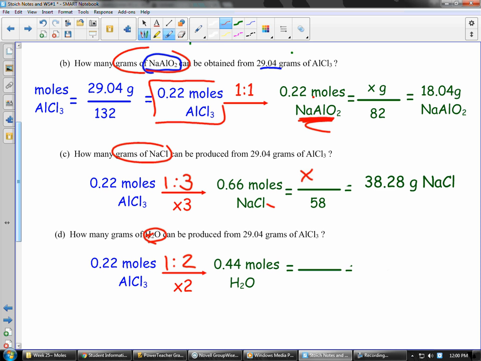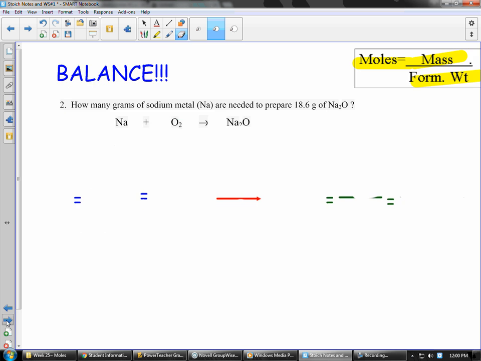Moles of water is equal to mass of water over the formula weight of water, which you probably have memorized by now, which is 18. If you multiply that together, you get 7.92 grams of water. Wonderful. So we'll go to the second question.